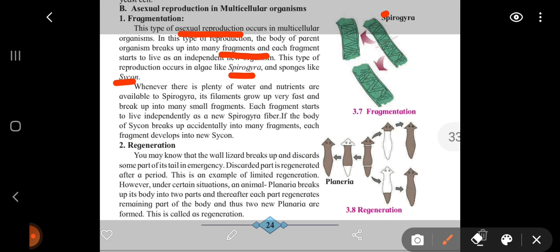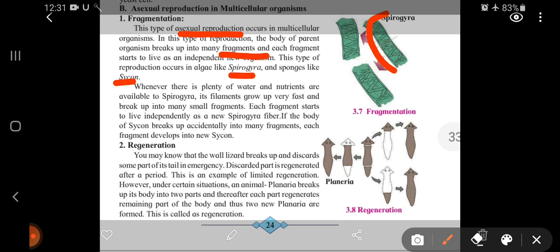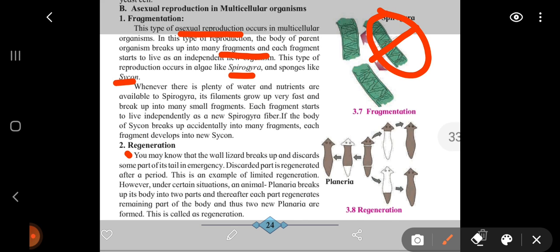This type of reproduction occurs in algae like Spirogyra and sponges like Sycon. Okay, so as you can see in this example of Spirogyra, it's a big ribbon-like structure. It fragments itself into two new fragments. The process is called fragmentation, and it is usually found in multicellular organisms.